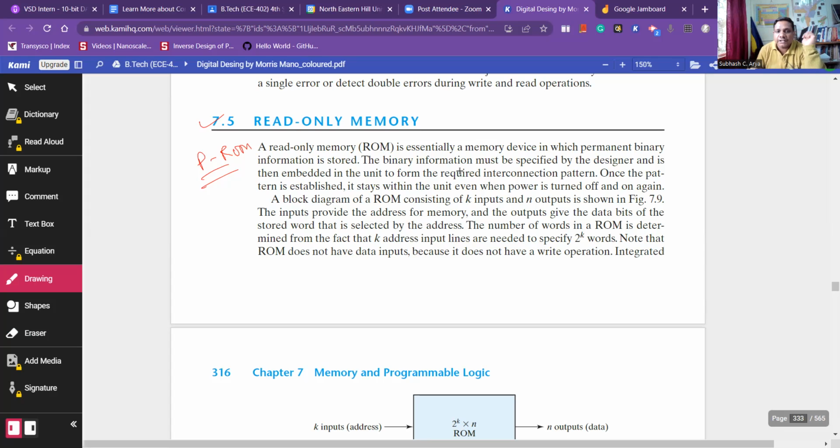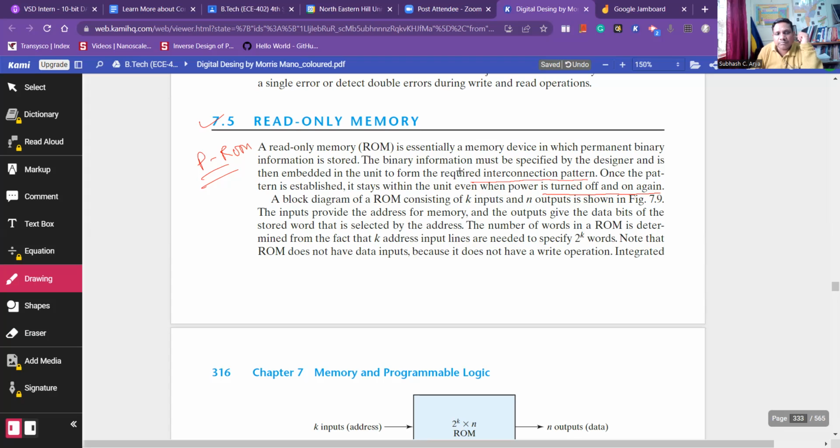So we are talking about ROM here. Binary information must be specified by the designer and is then embedded in the unit to form the required interconnection pattern. This interconnection pattern we use to program. That is why it becomes programmable. Once the pattern is established, it stays within the unit even when power is turned off and on again. That is the difference, and that is why it is called non-volatile memory.